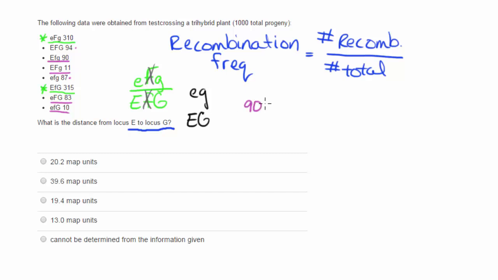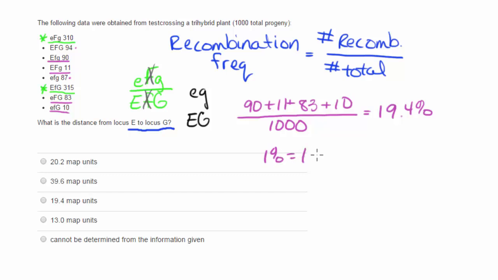So I'm going to take 90 plus 11 plus 83 plus 10, and I'm going to divide that by the total number of offspring, which in this case happens to be 1,000. Okay, so when we calculate this, we're going to come up with a total recombination frequency of 19.4%. And if we consider that 1% is equal to 1 map unit, we can figure out the distance between these. So 19.4% is going to be the same as 19.4 map units.